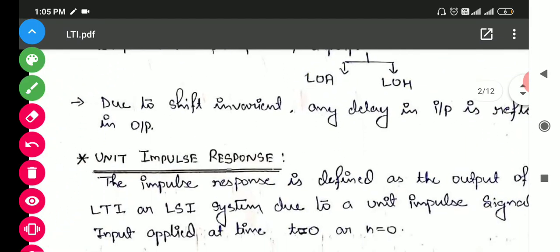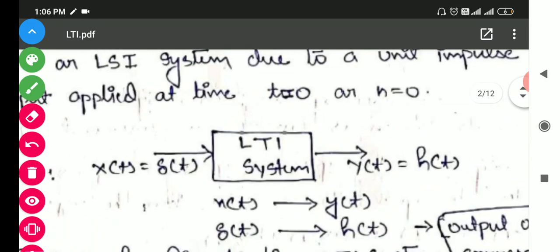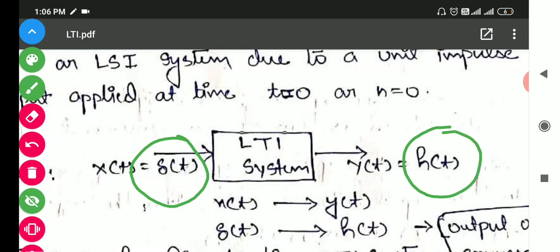The next topic is unit impulse response. As the name suggests, unit impulse response means the response of the system when the input given to the system is an impulse. Here, in the box, or LTI system, the input to the system is delta(t) and the output of the system will be h(t). Therefore, h(t) is known as the impulse response of the system.